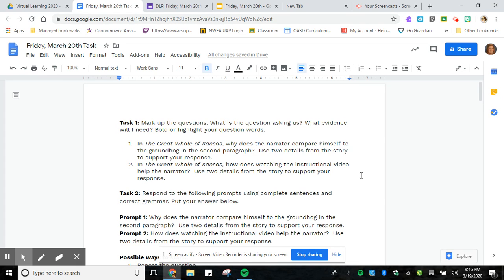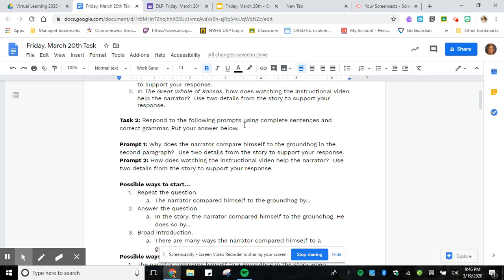The second part of your task is to respond to the following prompts using complete sentences and correct grammar. You can put your answers below. So your prompt 1, obviously, is why does the narrator compare himself to the groundhog in the second paragraph? And you need to use 2 details from the story to support your response. And then prompt 2 is how does watching the instructional video help the narrator? You are also going to use 2 details from the story to support your response.